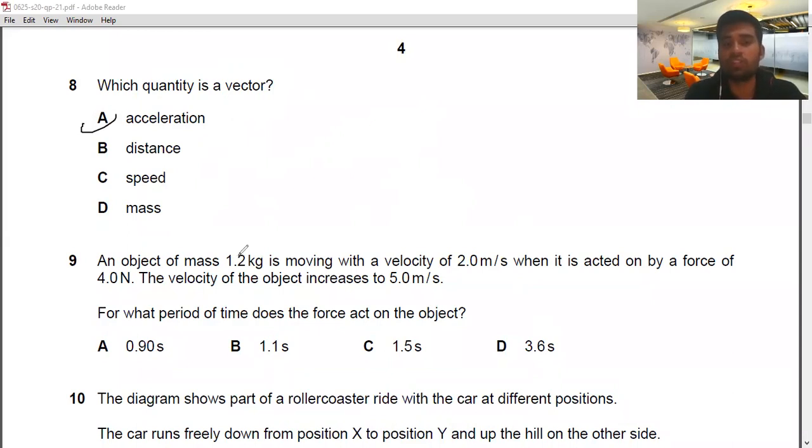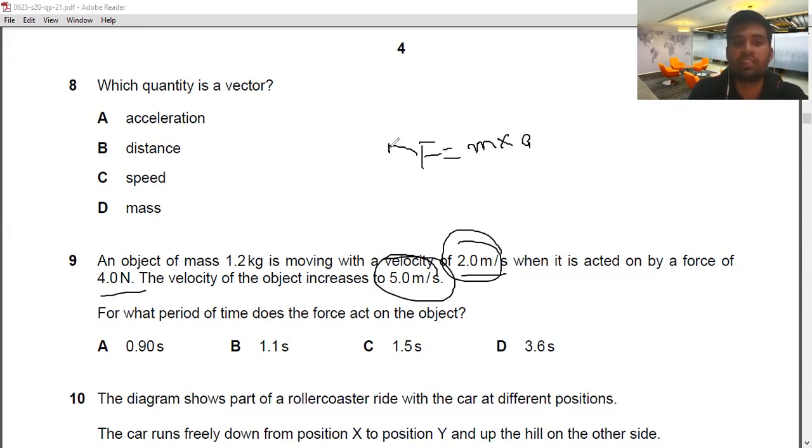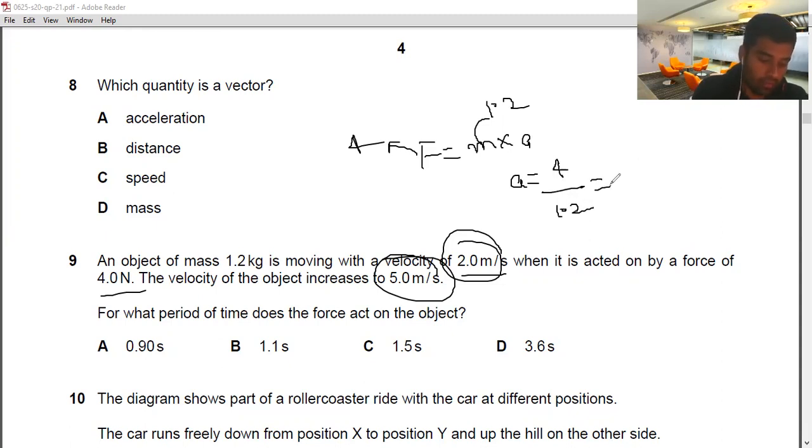Next question. An object of mass 1.2 kg is moving with a velocity of 2 meters per second. When it is acted on by a force of 4 Newton, the velocity of the object increases to 5 meters per second. What is the period of time for which the force acts? You have to find the time here. The initial velocity is 2 meters per second and the final is 5 meters per second. We know the formula F is equal to m into a. The force applied is 4 and the mass is 1.2, so you can find the acceleration: 4 divided by 1.2, which gives 3.33 meters per second square.